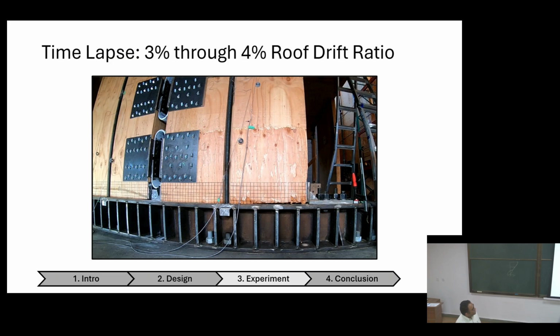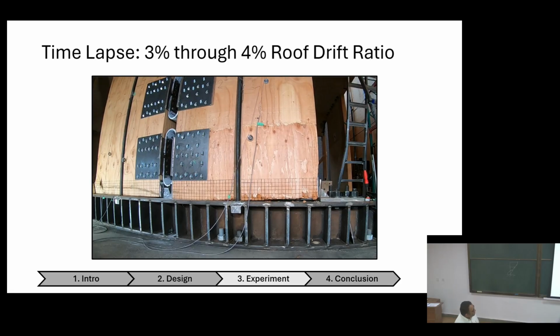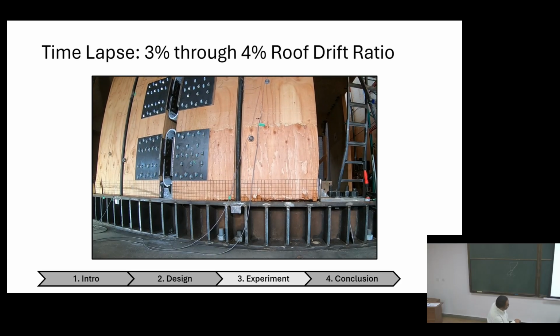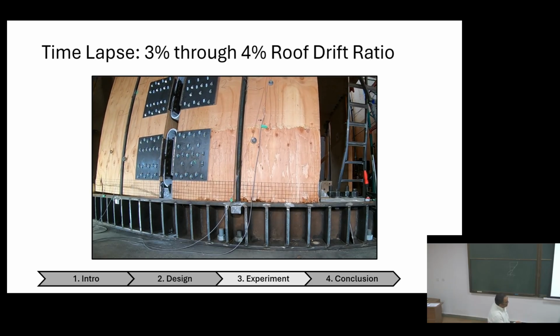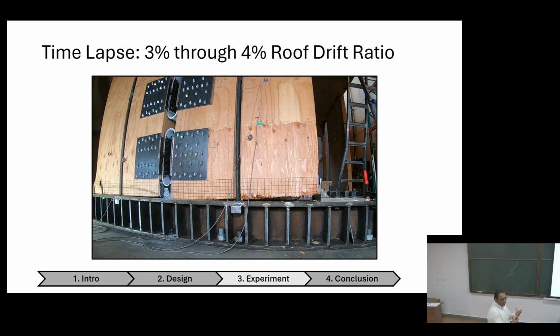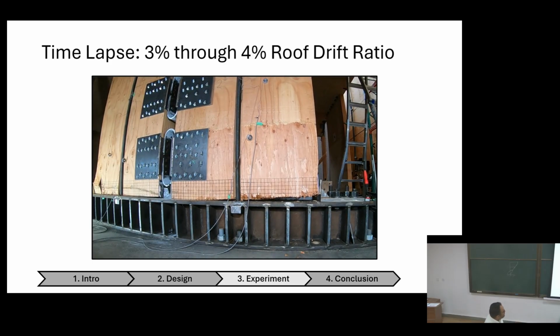From 3 to 4% roof drift ratio on the other side of the wall now, you'll see it's not as dramatic as the other one, but it's still, because the other one has already crushed, if you can see here. So that side crushed earlier than this side. And that happens because of the stiffness of your fixturing, because there is inherent stiffness of the fixturing, so there is a little slack in the system.